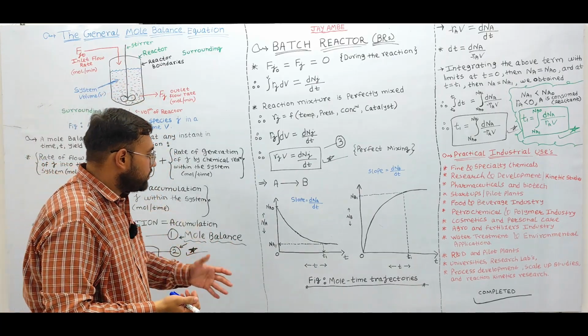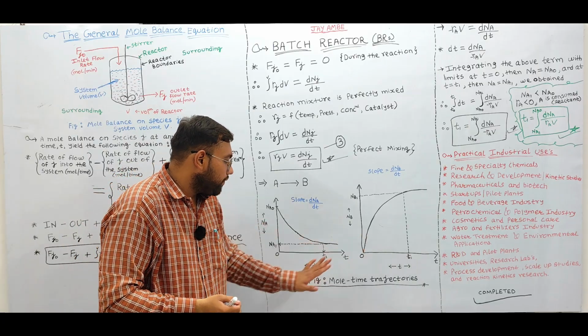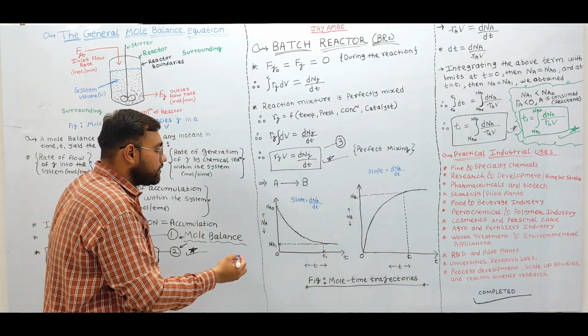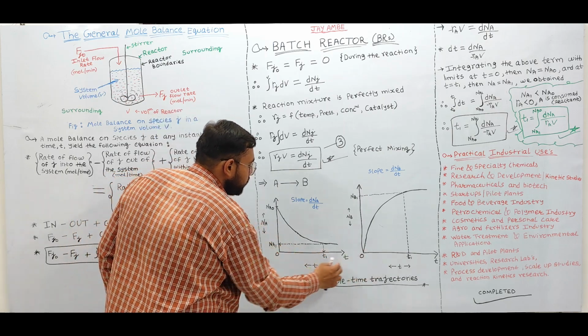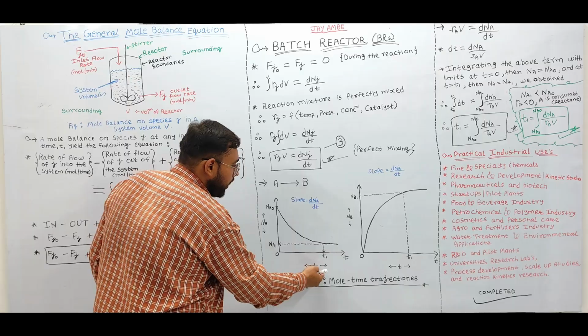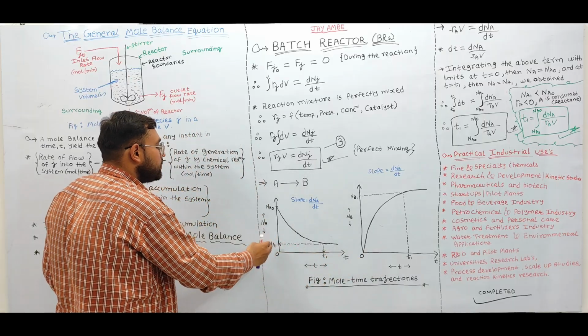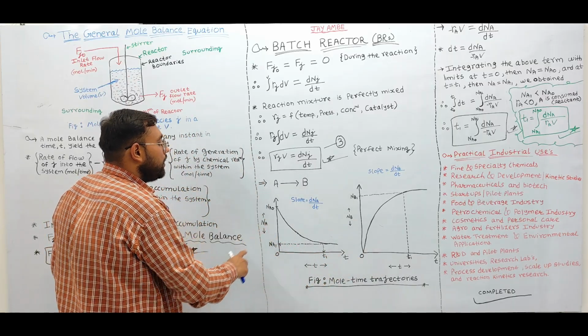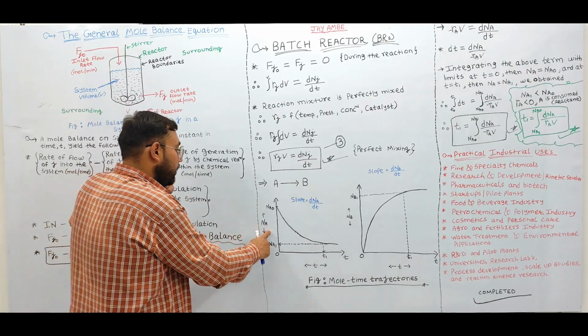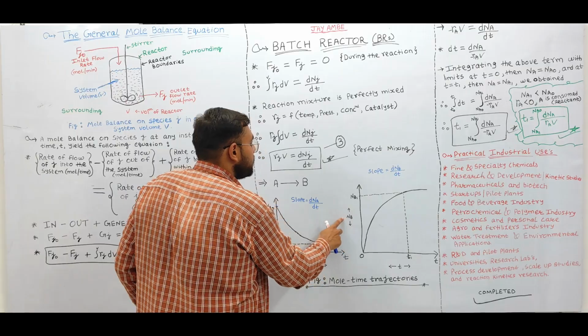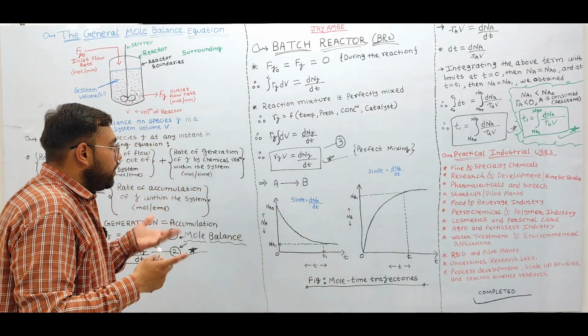So let's understand the first figure. In both the figures, we have time on the x-axis, and on the y-axis we have Na and Nb. Na represents the number of moles of reactants, and Nb represents the number of moles of products.